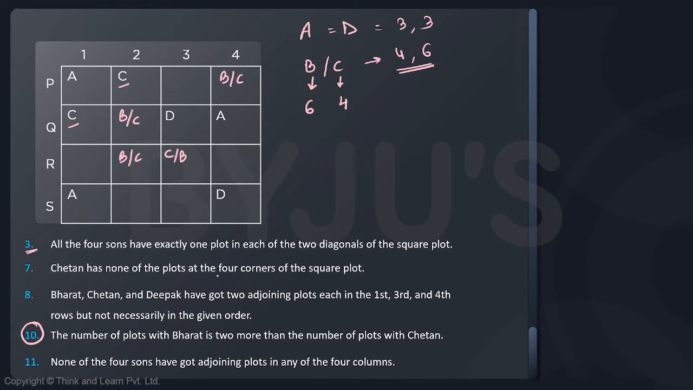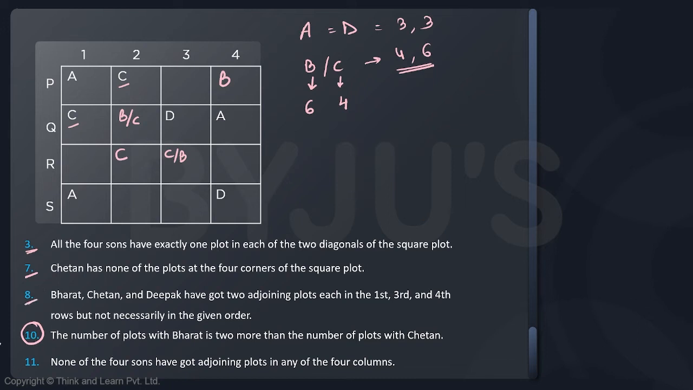Chetan has none of the plots at the four corners of the square plot. That is statement number 7. So this plot cannot be with Chetan. So let me just remove it from here. And now I can surely say this plot is with Bharat, whereas this plot is with Chetan. We don't know about these two yet.